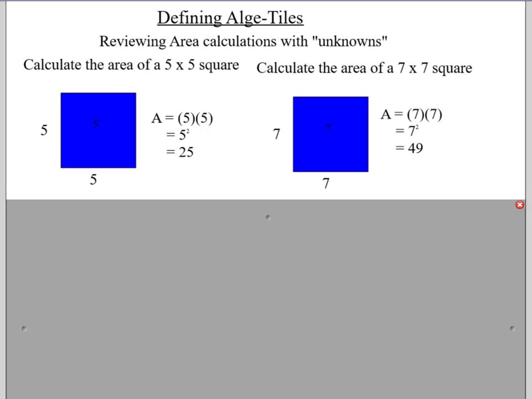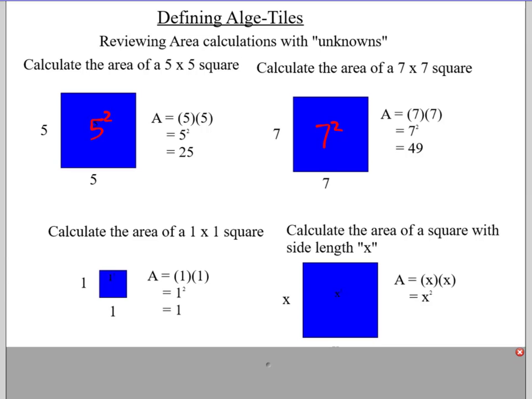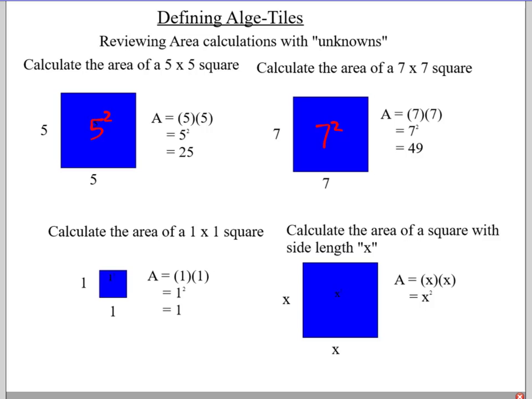So let's just go through how we come up with some of these algebra tiles. If I have a square that's 5 by 5 and I have a square that's 7 by 7, you can see the sides are 5 by 5 in the first one, I get an area of 25, and you could write that as 5 squared. The next square is 7 by 7, it would have an area of 49, or we could say 7 squared is the area inside that blue box. If I ask for the area of a 1 by 1, this would be 1 squared, and it would have an area of 1.